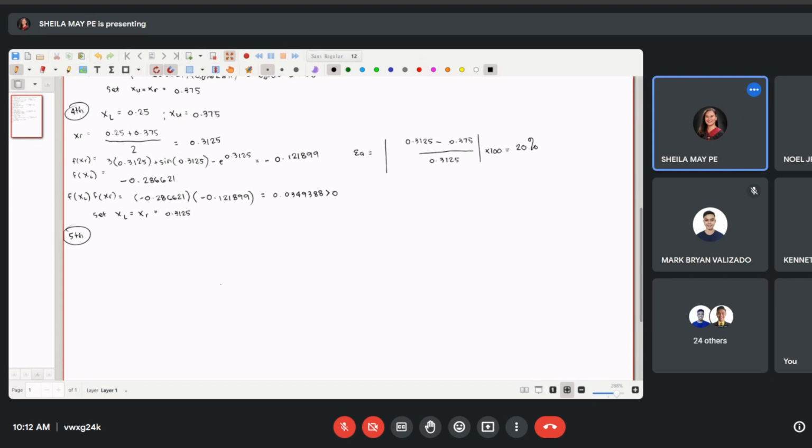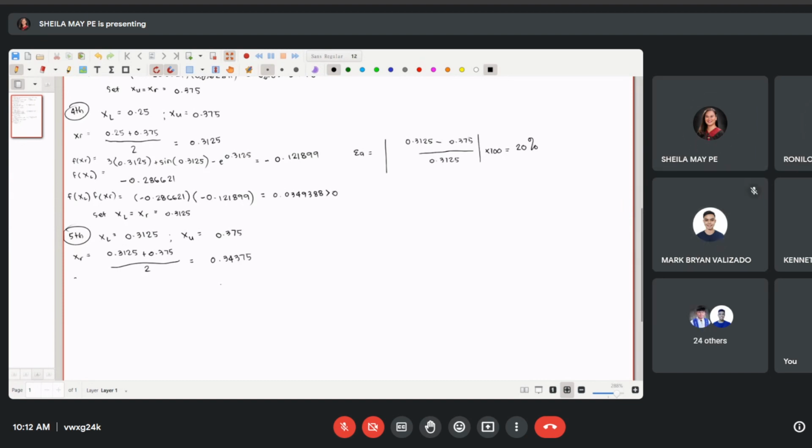Let's just do fifth. So x sub L 0.3125 and x sub U 0.375. So x sub R is 0.3125 plus 0.375 divided by 2, that's 0.34375. Do we have the same answer? Yes, miss.